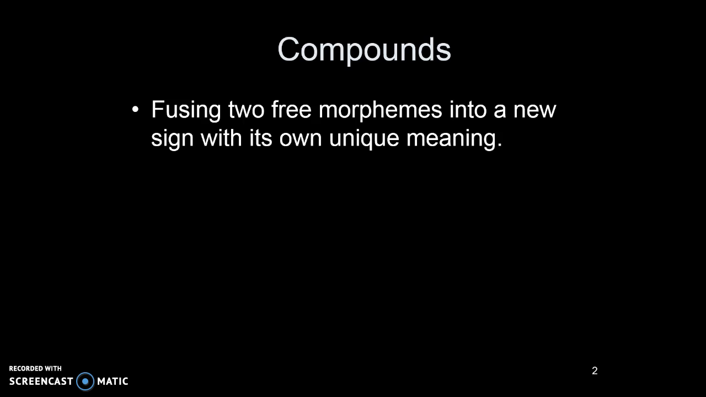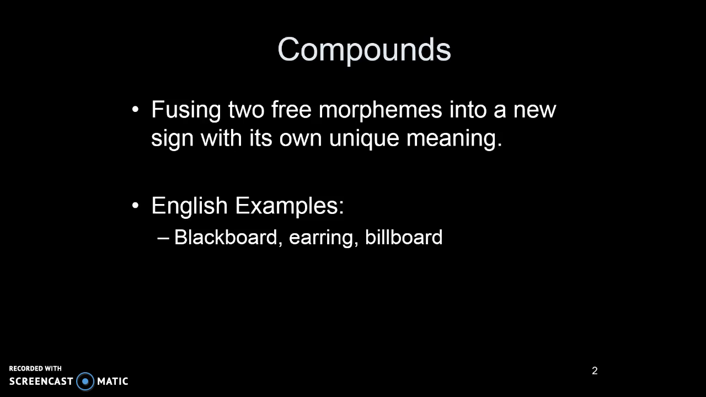Now, it's important that we note that these signs have their own unique meaning, because if two signs are used together but there's no unique meaning related to them, then that's just a phonological process. It doesn't affect the meaning. But morphological processes like compounding come about when a new meaning is actually created. We see this in English with words like blackboard and earring and billboard.